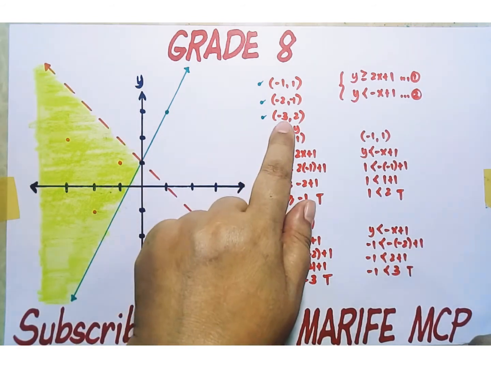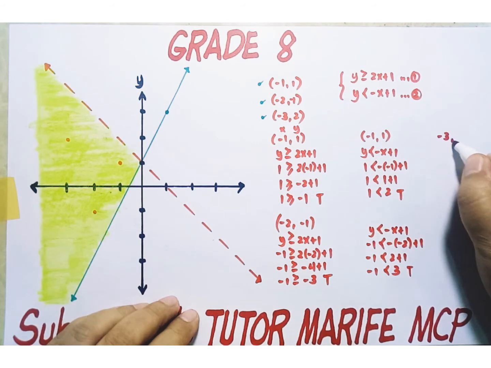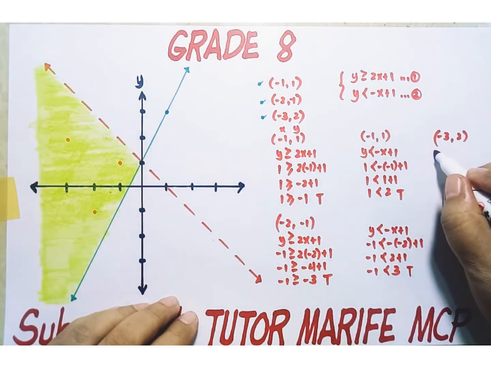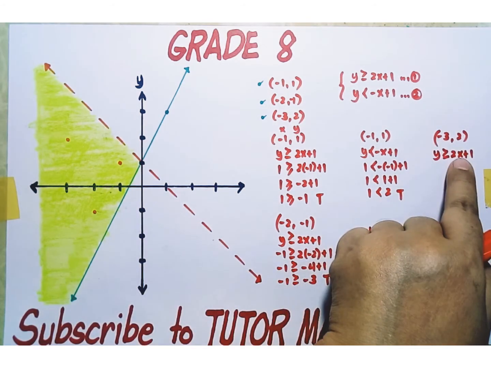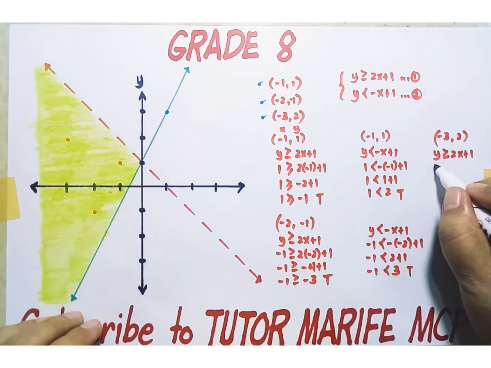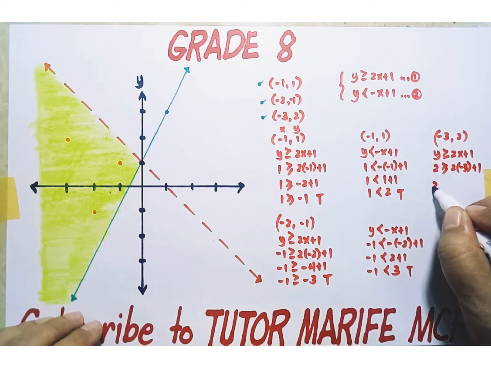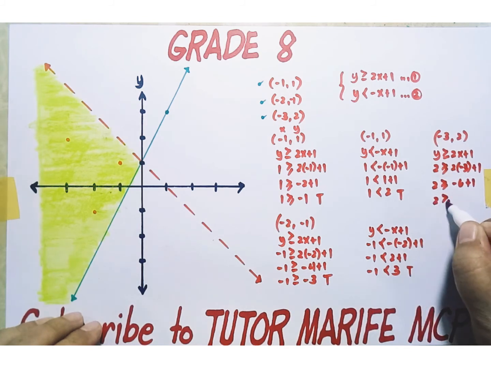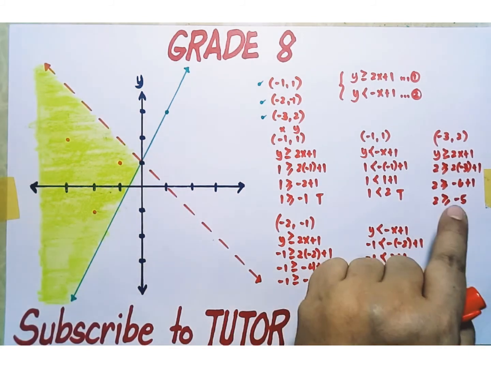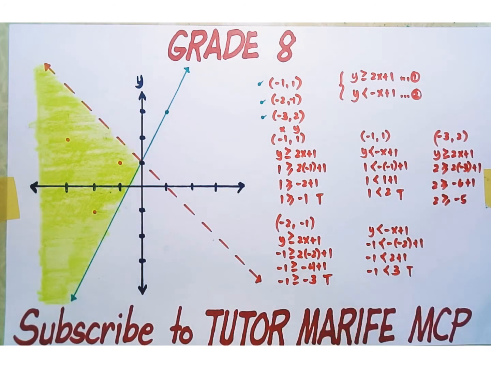So for the last point, we have x equals negative 3 and y equals 2. The first inequality is y greater than or equal to 2x plus 1. Plug negative 3 into x, plug 2 into y. 2 greater than or equal to 2 times negative 3 plus 1. 2 greater than or equal to negative 6 plus 1. 2 greater than or equal to negative 5. 2 is larger. The open side of the inequality sign faces the larger number. Therefore, this is a true statement.